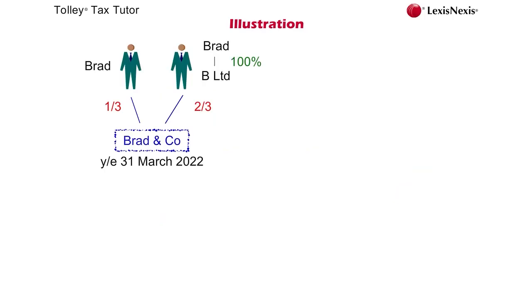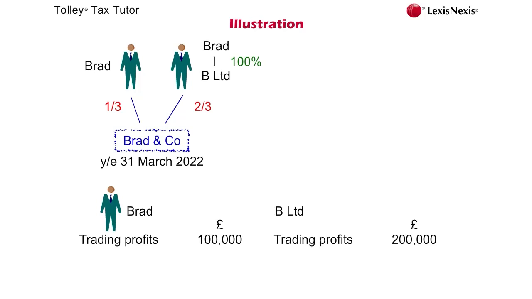Brad & Co has a year ended the 31st of March 2022. Profits are allocated 1/3 to Brad and 2/3 to B Limited. B Limited is wholly owned by Brad. After the necessary tax computations have been prepared, Brad has taxable profits of £100,000 and B Limited has taxable profits of £200,000. B Limited does not provide any services to the partnership, but it has made a £500,000 non-interest-bearing capital contribution to the partnership.